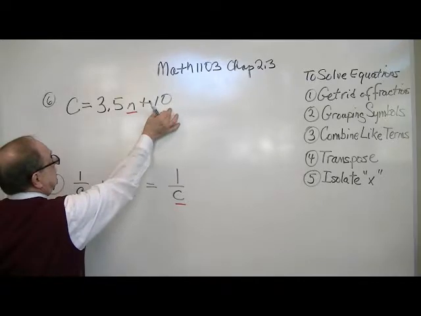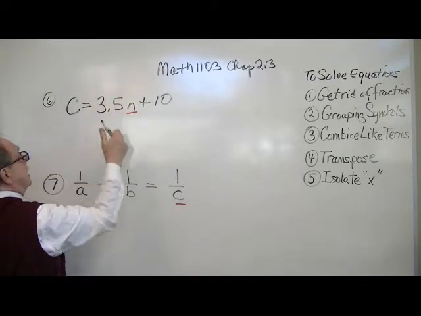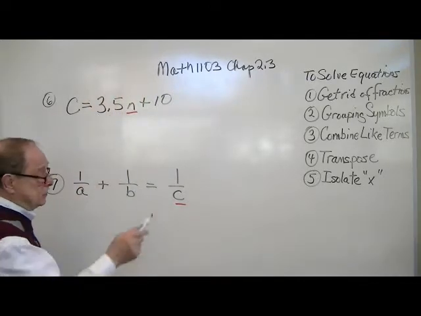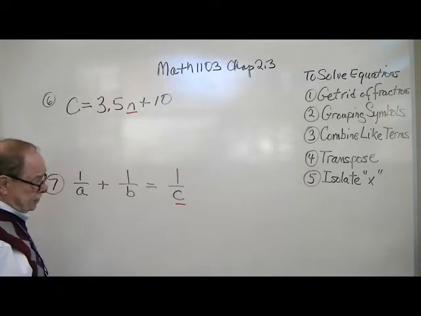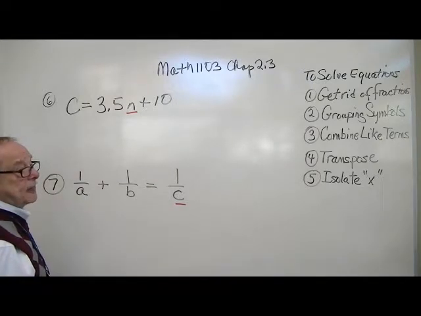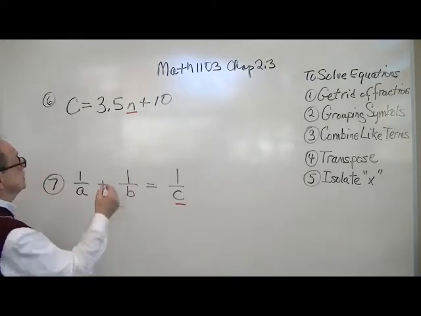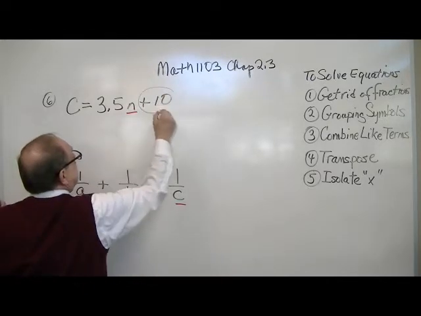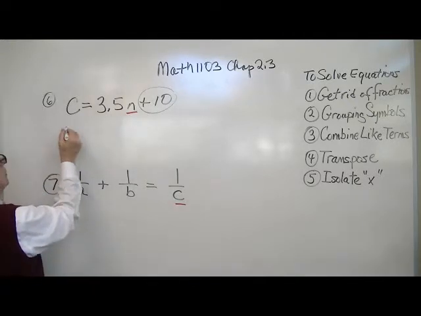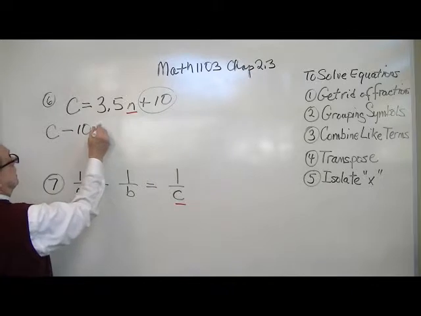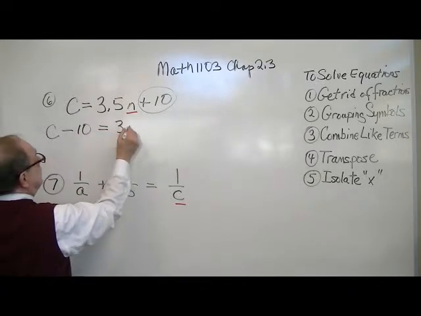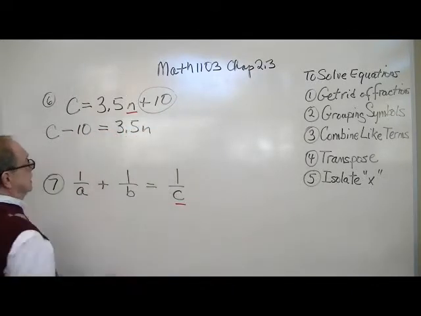So we want to get this 10 on the other side and think of it, which of those items are we going to use? And it's number 4. We're going to transpose the 10 to the other side. When we do, that becomes C minus 10 equals 3.5n.